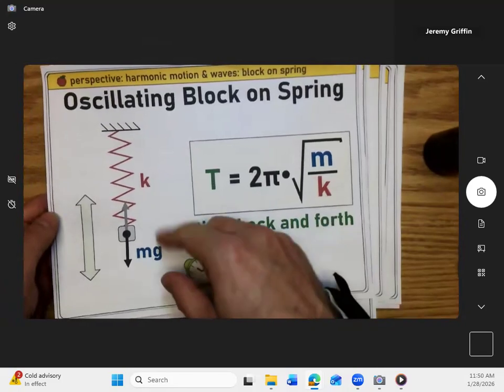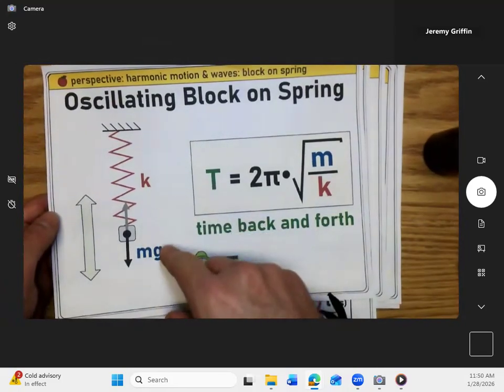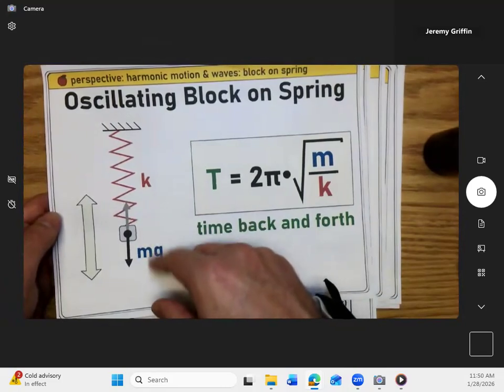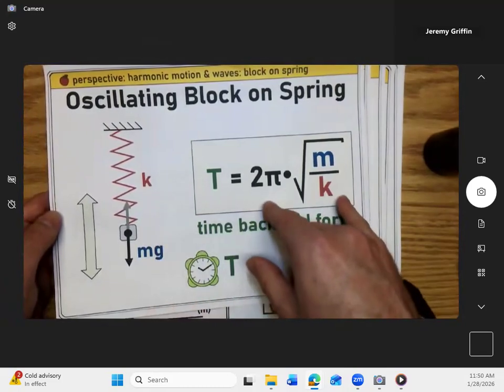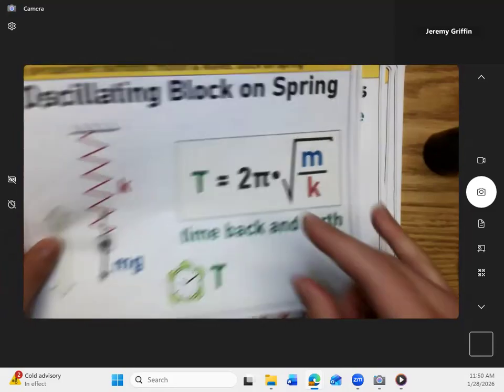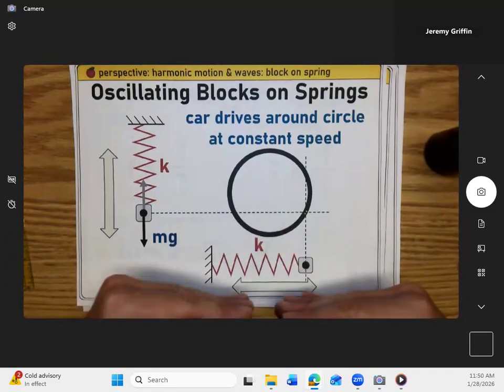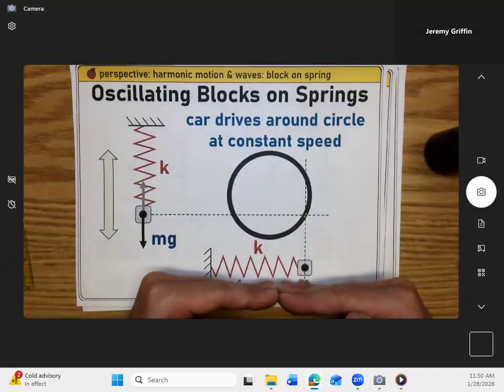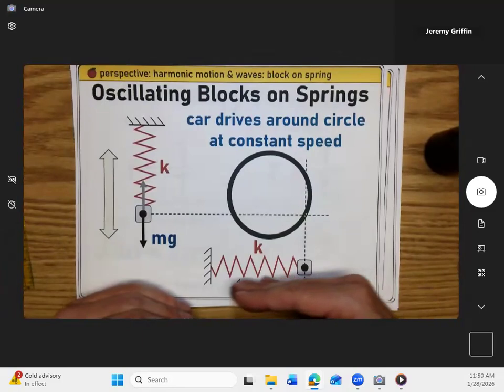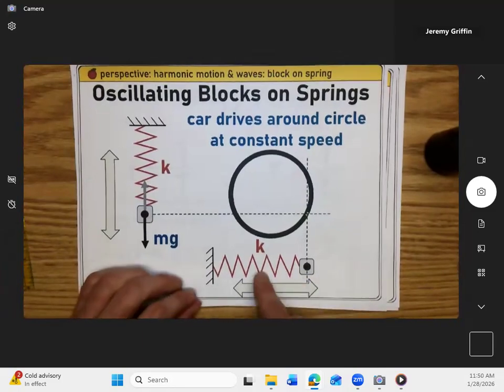What about this? What if you had a vertical one and you moved it from Earth to the Moon? Does it take more time, less time, or the same time to bounce up and down? Same time, because the gravity field's not in this equation. Now, for this horizontal one, they might say put an air hockey table here that has no friction, like a frictionless surface. So it just goes horizontally.